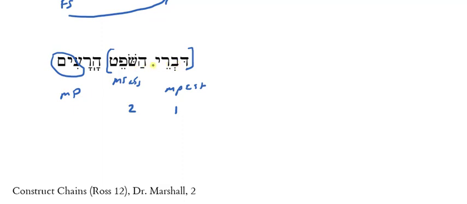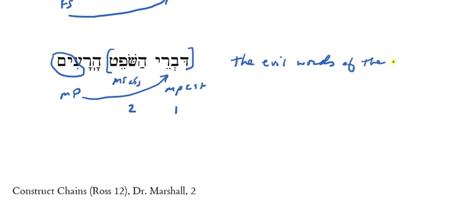So which of these two nouns is being modified by Ha-Ra-Im, the wicked? Is it the first or the second? Well, the first one's the one that's masculine plural. So we need to translate the attributive adjective with that word. So it's the evil words of the judge. Okay? So Divrei HaShofet is simply the words of the judge. And Ha-Ra-Im, it's the words that are evil, so the evil words of the judge.